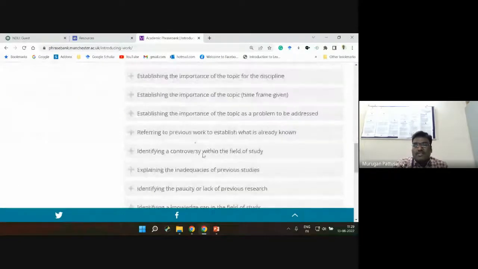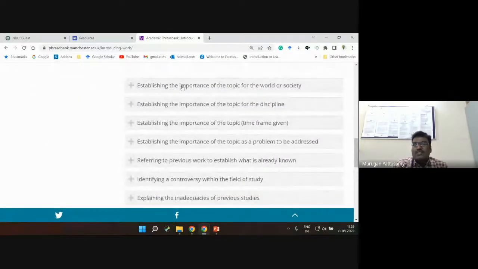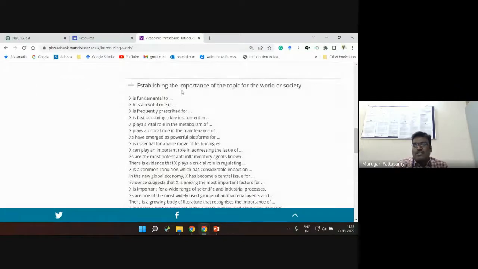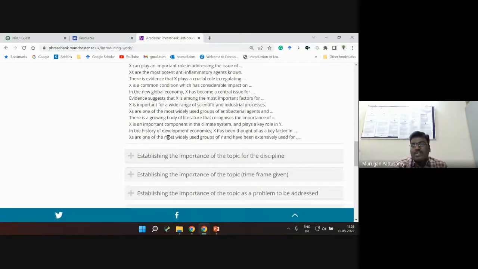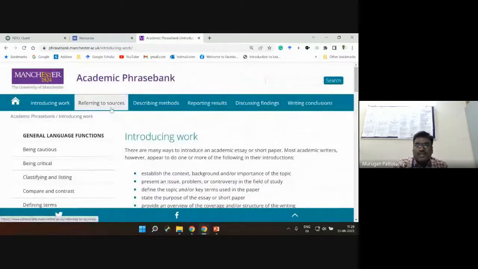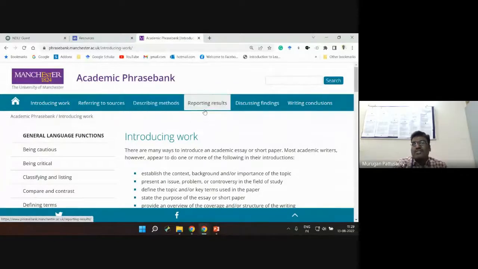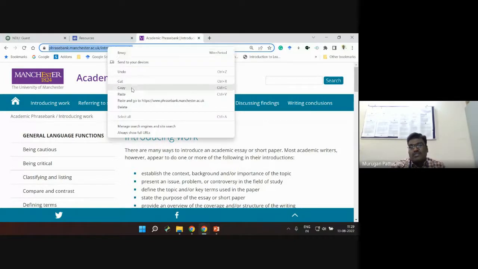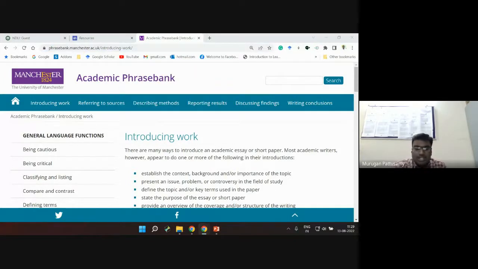Suppose you are trying to establish the importance of the topic for the world or society, how do you start that particular statement? Here there are some guidelines. Similarly, for referring to sources, describing methods, reporting results, discussing findings, and then writing conclusions, for everything you have some references here. For more details, just visit this page. With the help of this, you can understand something more about academic writing.